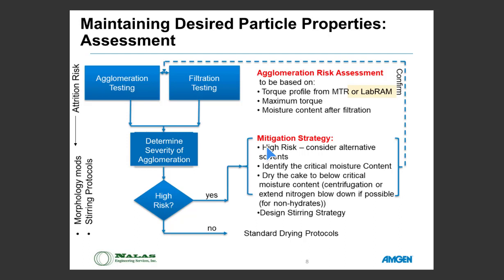If you're not able to swap out to a different solvent, then identify a critical moisture content that you should probably dry down below so as to minimize agglomeration. This can be done by increasing either centrifugation or nitrogen blowdown to get rid of as much moisture beforehand before starting your stirring strategy.